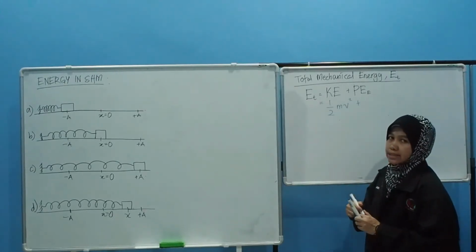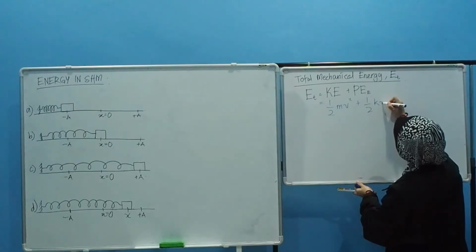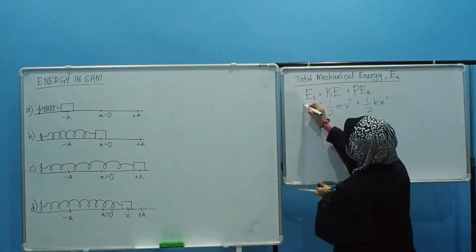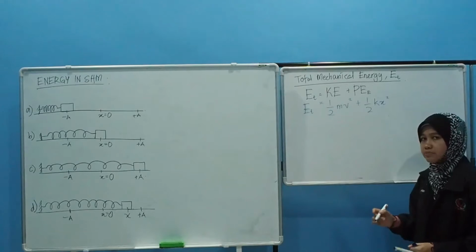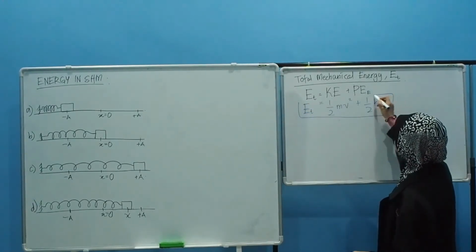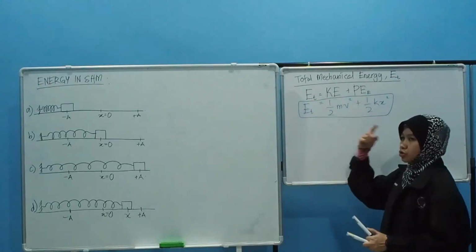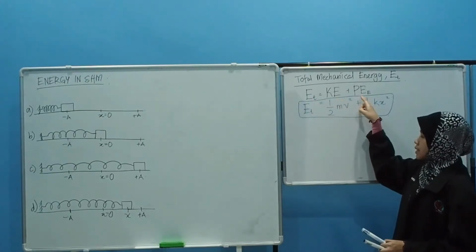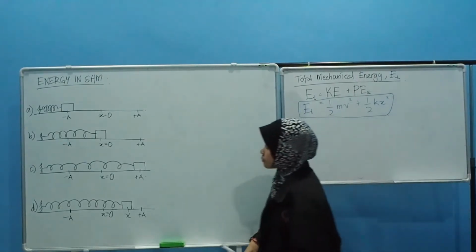The equation for the elastic potential energy is half kx square. So this is the equation for total mechanical energy in simple harmonic motion. You have to remember this one. So again, total mechanical energy is the sum of kinetic energy and elastic potential energy. Okay, we go to the explanation here.